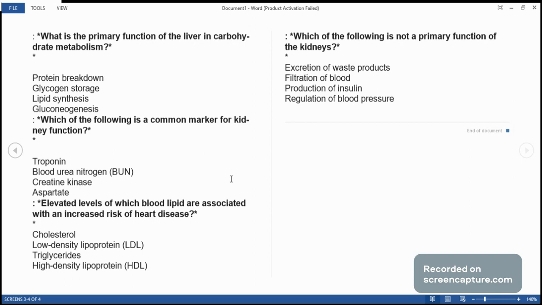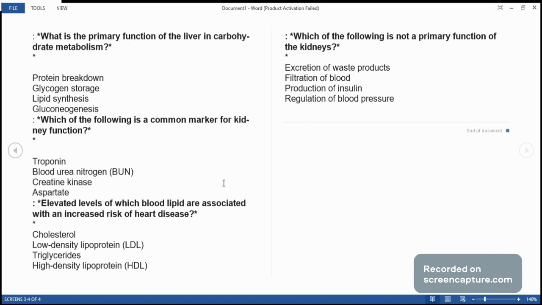Excretion of waste products, primary function. The kidney removes metabolic waste products like urea, creatinine, and drugs from the bloodstream through urine formation. Then filtration of blood, primary function still. The kidneys filter around 180 liters of blood daily through structures such as nephrons, you know them, removing toxins and maintaining balance. Production of insulin, no, that is not a function. Insulin is produced by the beta cells of the pancreas in the islets of Langerhans. I hope you remember that one in biology form too. Its role is to regulate blood glucose level by promoting the uptake of glucose into cells. The kidney does not produce insulin.